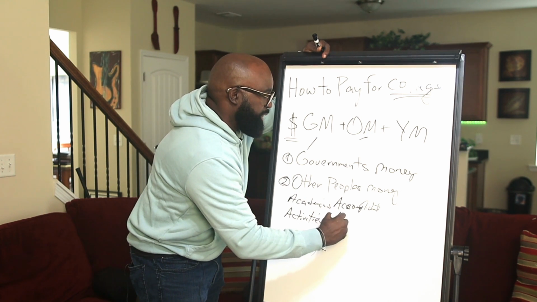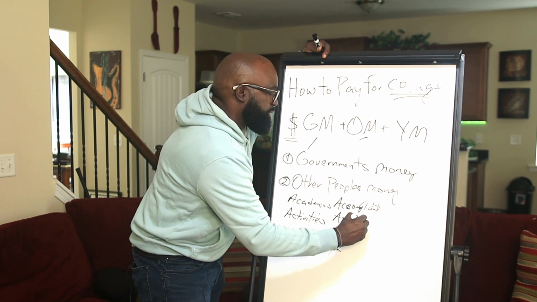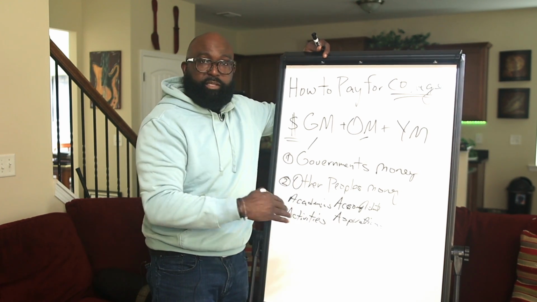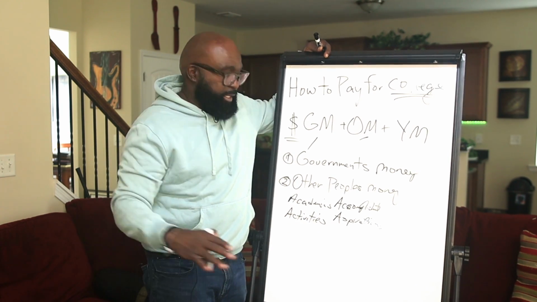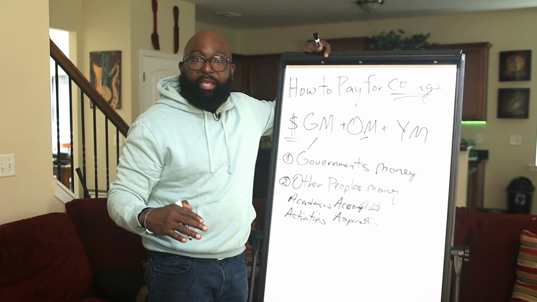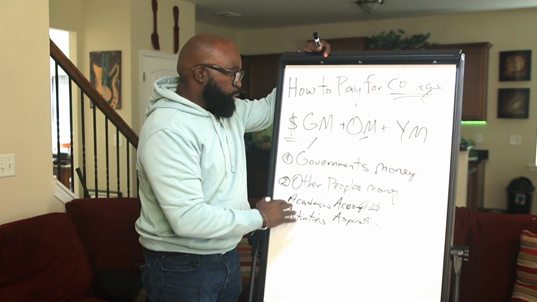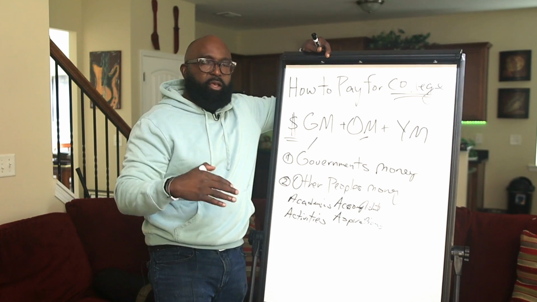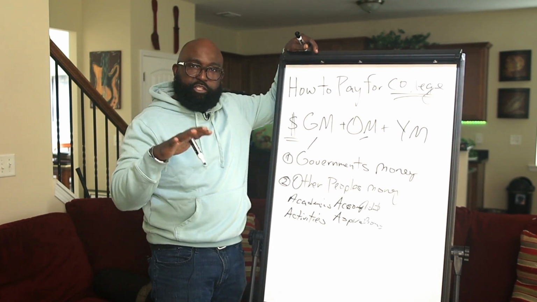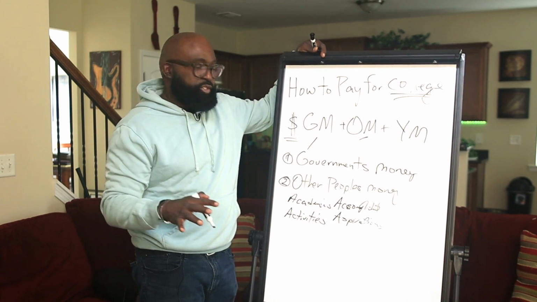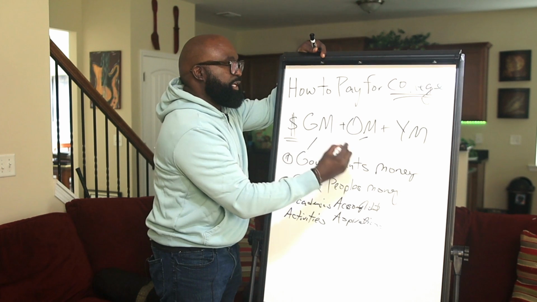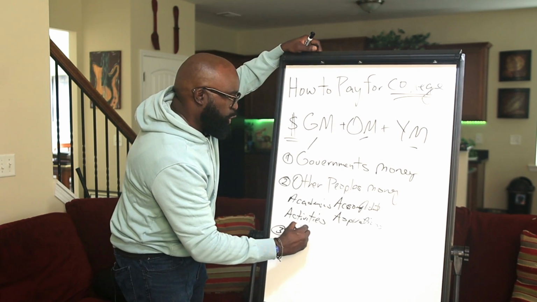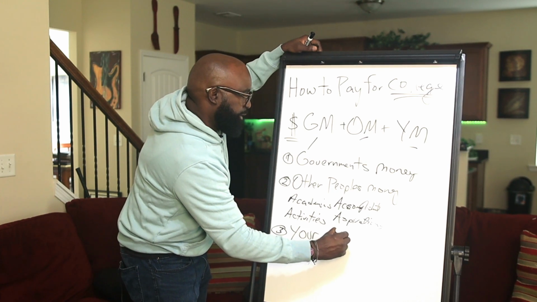And then you want to pull the lever called aspirations, right? Accomplishments is based on what they've already done. Aspirations are based on what they want to do. So when you're looking at other people's money, you want to pull some of these levers. Like I said, I'll go deeper in another workshop on how to find scholarships. And then the third way, GM plus OM plus YM. Number 3 is your money.